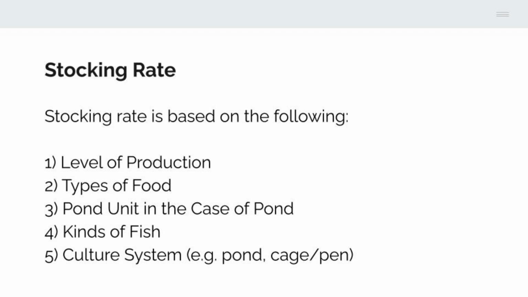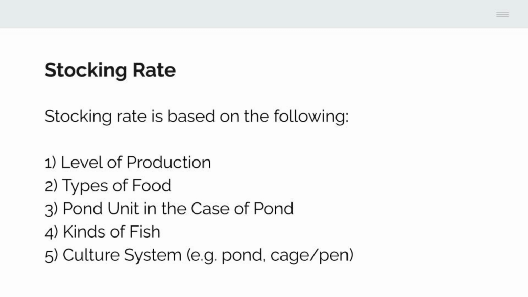The appropriate stocking rate depends on several factors that influence fish growth, survival, and overall production efficiency. These include level of production. Higher production goals require precise stocking densities to balance growth, water quality, and resource use. Next, types of food. Availability of natural food sources or formulated feed affects how many fish can be supported within a system. Next, pond unit in the case of pond. The size, depth, and water exchange capacity of the pond determine the ideal stocking rate.